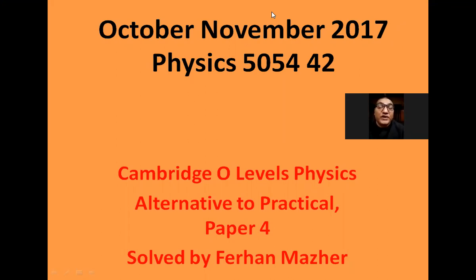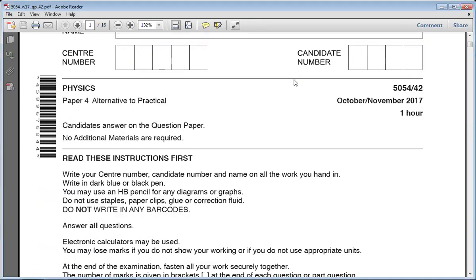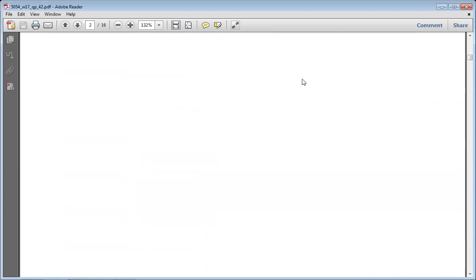This is 4-2 paper. This paper belongs from the zone 2, or we can call it variant 2. So let's start. Cambridge International Examinations, Cambridge Ordinary Level Physics 5054, paper 4, alternative to practical, October, November 2017, 4-2 paper. The time allowed for this paper is 1 hour.